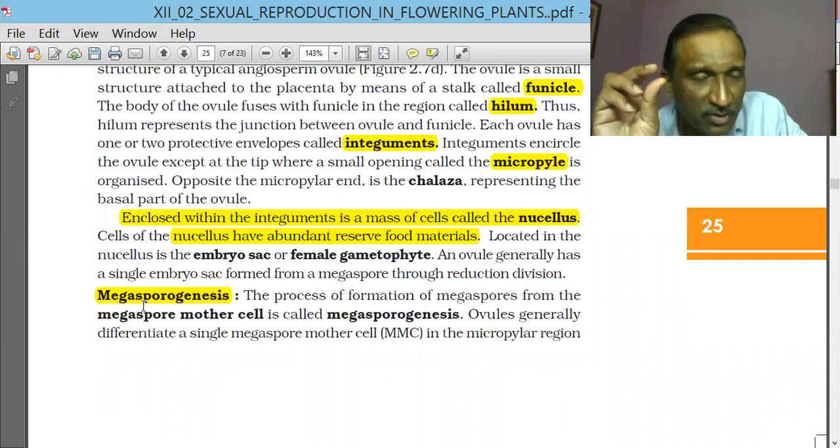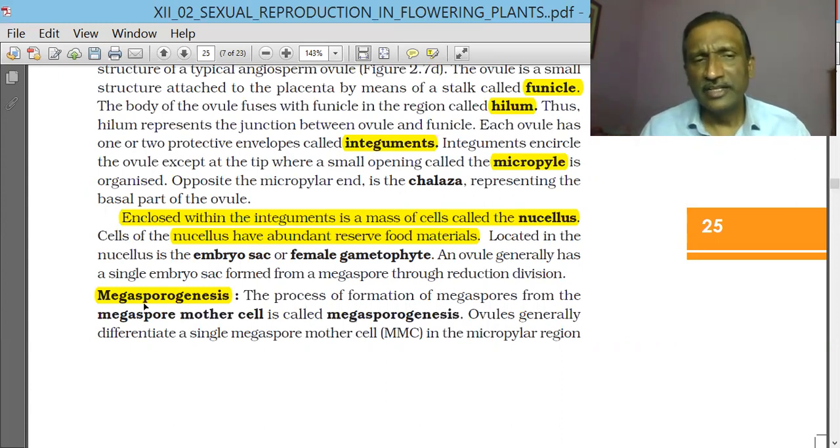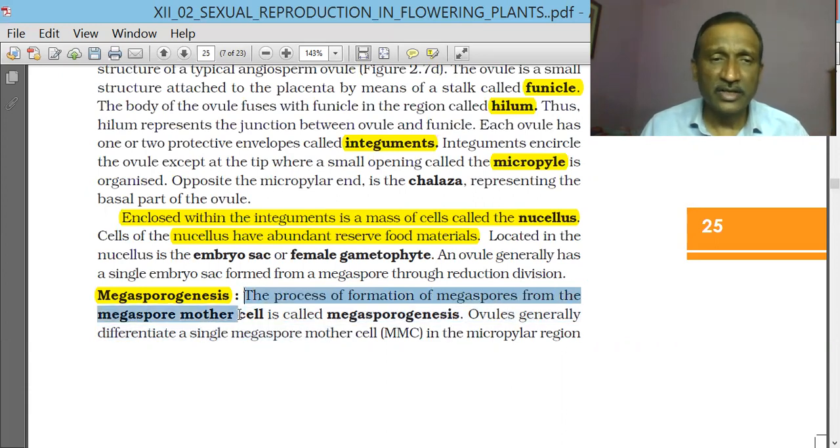The female gamete is always large in size because it stores a certain amount of food, not very much, but a certain amount, and that is why it appears large. Whereas the microspore is just in the form of a small pollen grain, a very microscopic structure. The process of formation of the megaspore from the megaspore mother cell is called megasporogenesis.